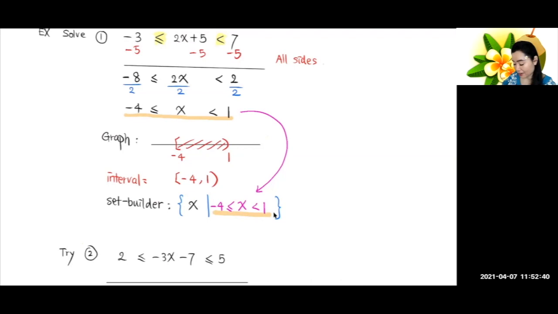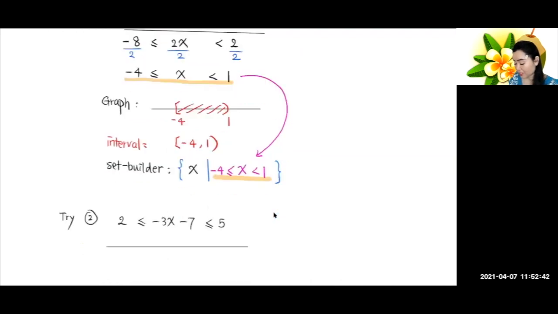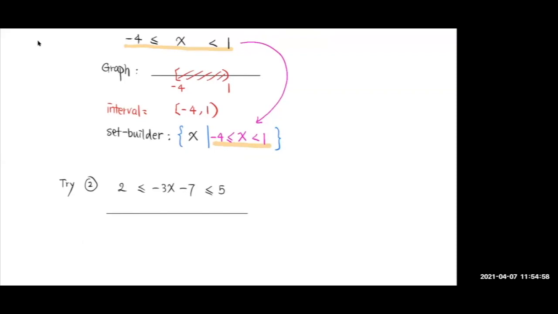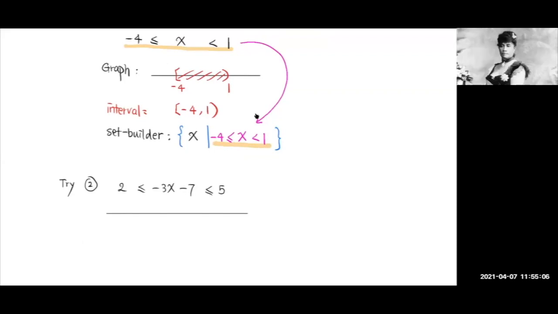Okay, good. All right. Now I want you guys to try this number 2. Give yourself a couple minutes to do this and tell me what you get. I'm going to stop the video and then also I'll come back to you. You guys got it? I got -3 is greater than or equal to x, which is less than or equal to -4.